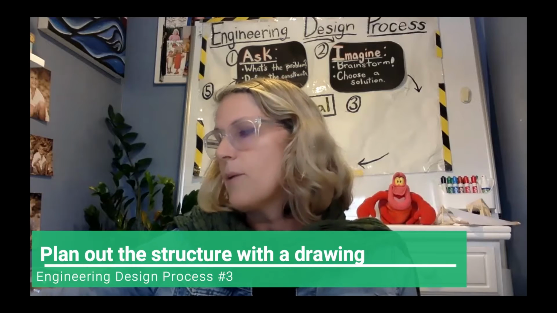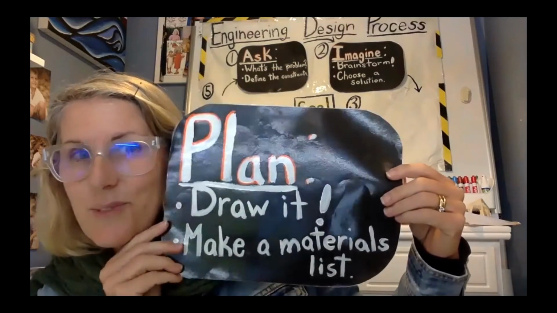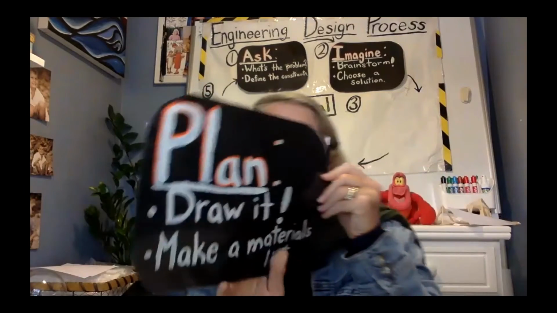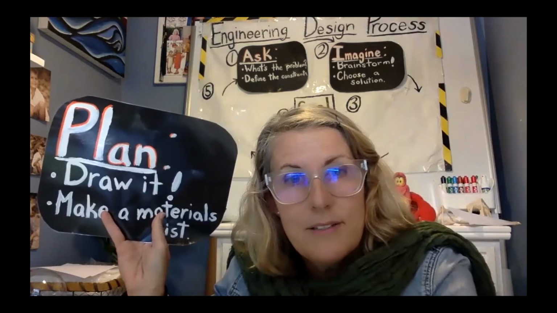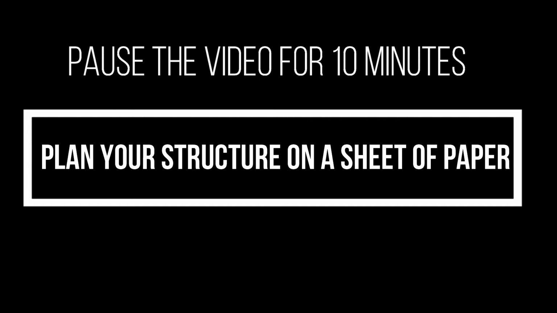And now at this point, we're going to plan it out. We're going to draw it. We're going to make our materials list, which I've already given you a little hint on. So here we go. I'm going to put it up on my engineering design process. So go ahead and pause, and I would like for you to draw out a plan. So that would be 20 toothpicks.